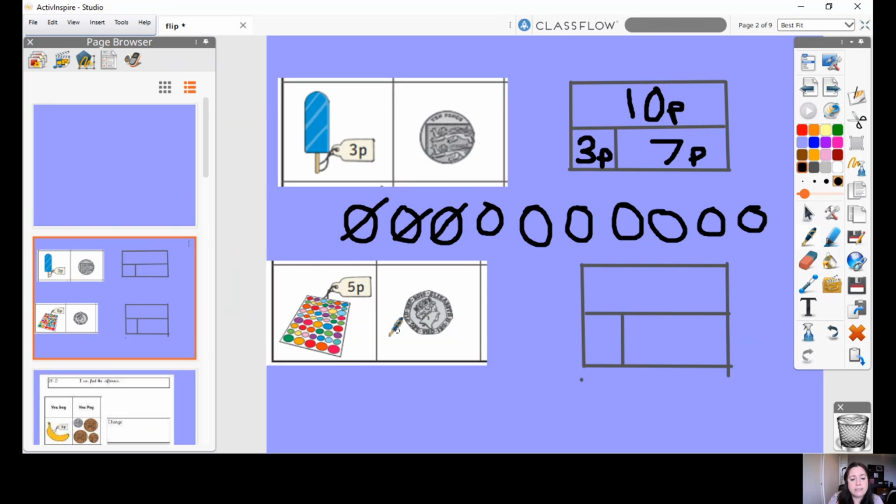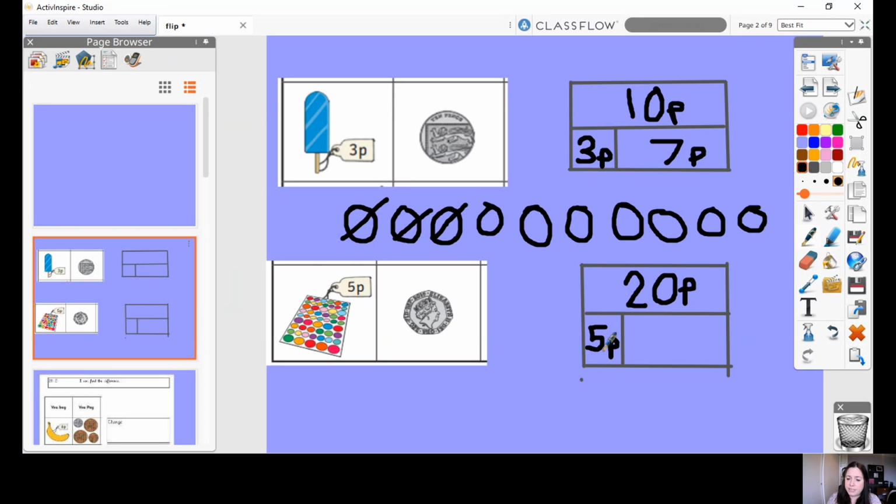Okay, let's have a look at this next one. We've got this, I think it's a mat. Looks like one of those twister mats. Maybe it's a little rug or a carpet. And that is 5 pence. And we are giving the shopkeeper 20 pence. So which number am I going to put in the top? I'm going to put the altogether number, and altogether I have 20 pence. I have spent 5 pence. So I need quite a lot of change.